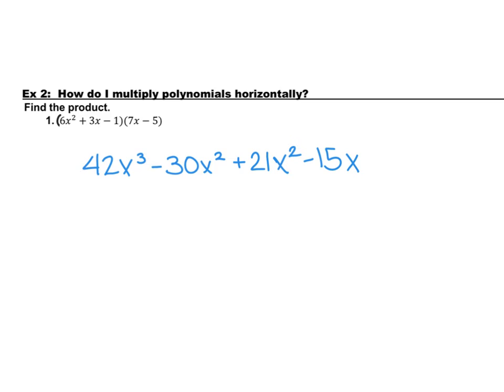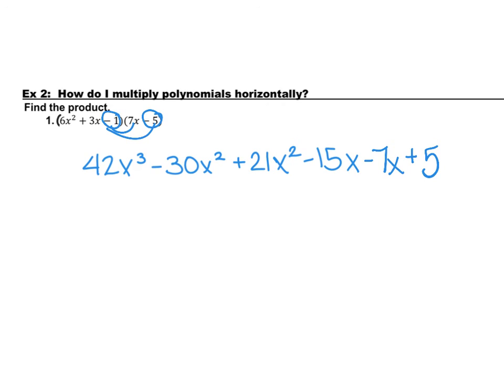All right, so now that you're done with the 3x, you move on to the next term, and we're going to multiply the negative 1 times 7x and negative 1 times negative 5. So negative 1 times 7x gives us a negative 7x. And then I have to multiply again: negative 1 times negative 5 is a positive 5.